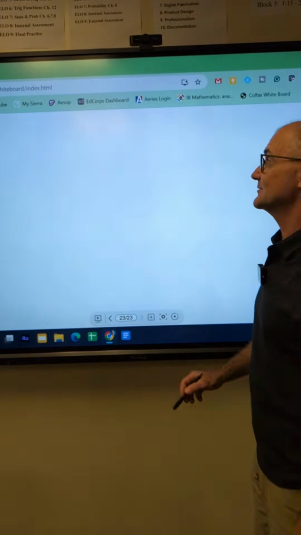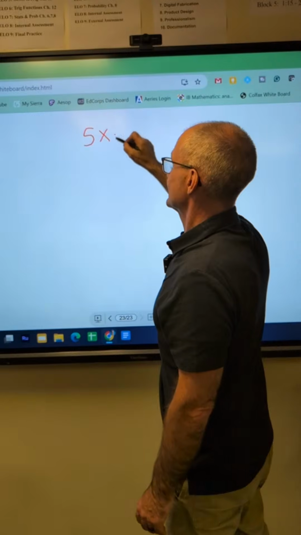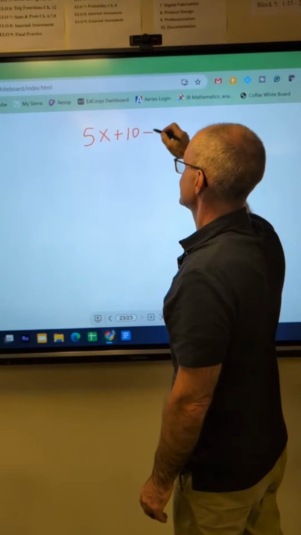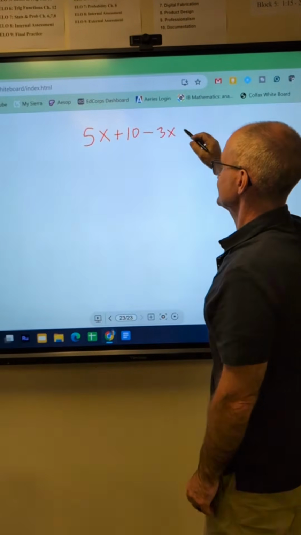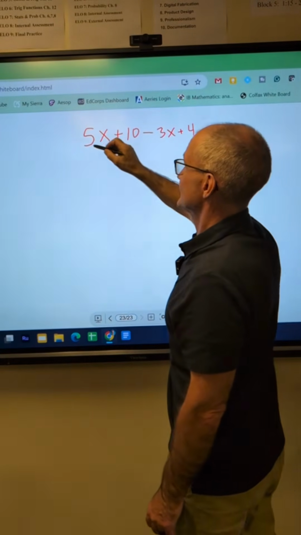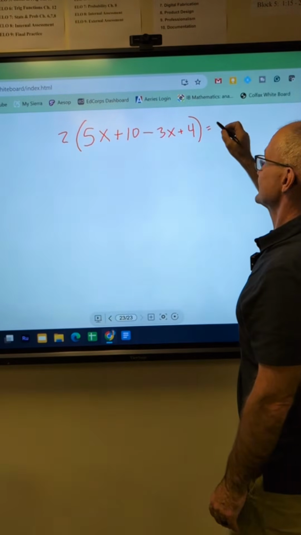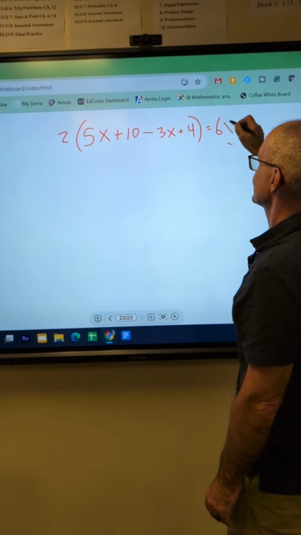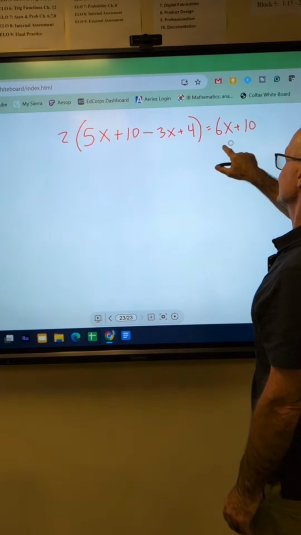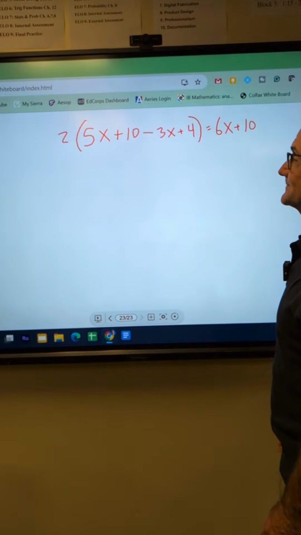So let me come up with another one here. I'll just keep making it a little bit harder. 5x plus 10 minus 3x plus 4. This whole thing right here multiplied by 2, and it's equal to 6x plus 10. Okay, try and do that one really quick, and then I'll go ahead and do it as well.